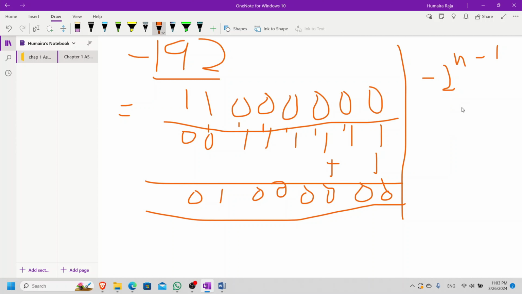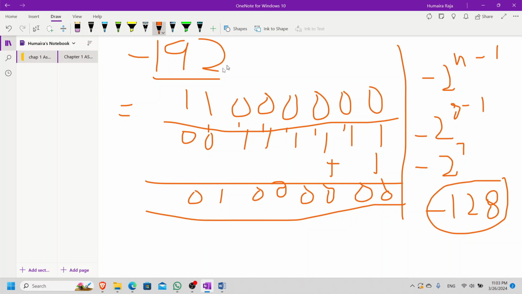So I will use this range formula. Minus 2 raised to power 8 minus 1 is minus 2 raised to power 7, and 2 raised to power 7 is 128. So the smallest number that can be represented using 8 bits is minus 128. They are asking us to represent minus 192, and how many bits do I have here? 8 bits. This means minus 192 cannot be represented using 8 bits. There is something wrong over here, because the smallest value I can represent is minus 128. So what do I have to do? I have to increase my number of bits on my left-hand side.